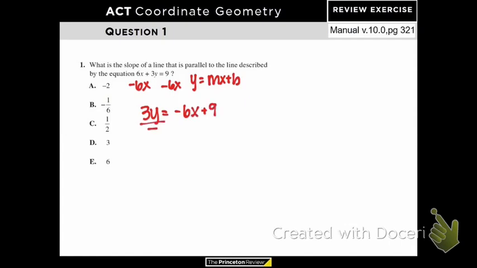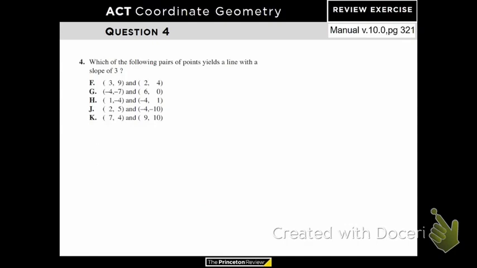And then divide by 3. Make sure over on the right side you divide both parts by 3. So negative 2x plus 3 is the equation of that line. So then the question is, what's the slope of the line that's parallel to this? Well, the slope of this line is negative 2, and remember, parallel lines have the same slope. So it will also have a slope of negative 2. So the answer here is A.